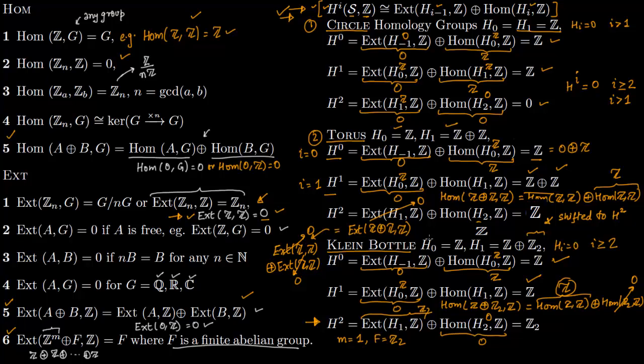And so by using just these rules here for Hom and Ext, you can compute the cohomology groups of all the spaces for which we have already computed homology groups. So if you're given homology groups, you can compute cohomology groups just by using this formula and these properties of Hom and Ext. So we have already computed 3 examples here.